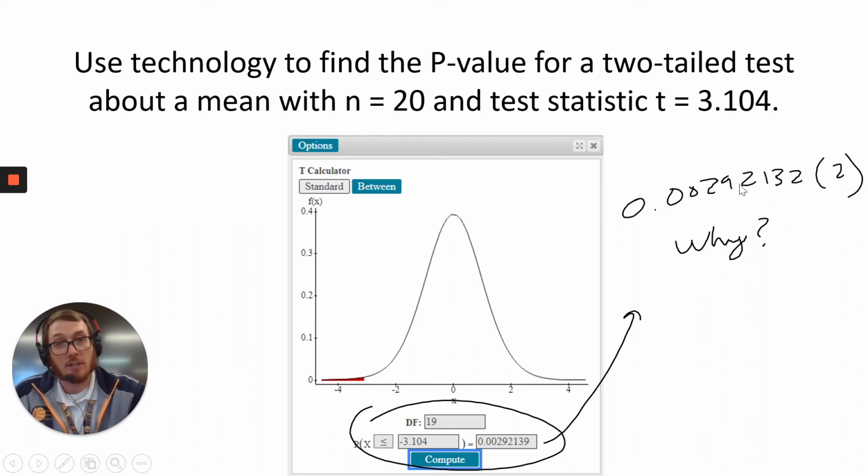So the key there is making sure you double, kind of like the z-score ones. I'm trying to relate it back to that. And so that's what you would use to find your answer.